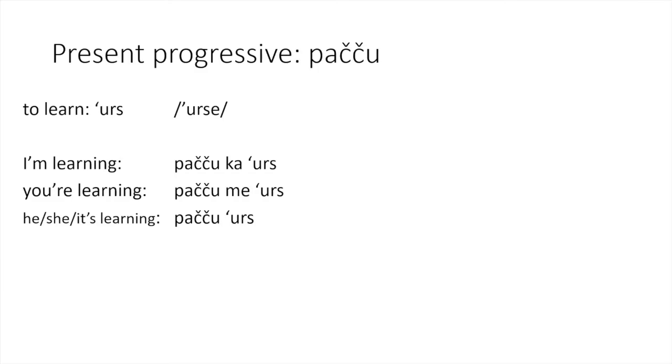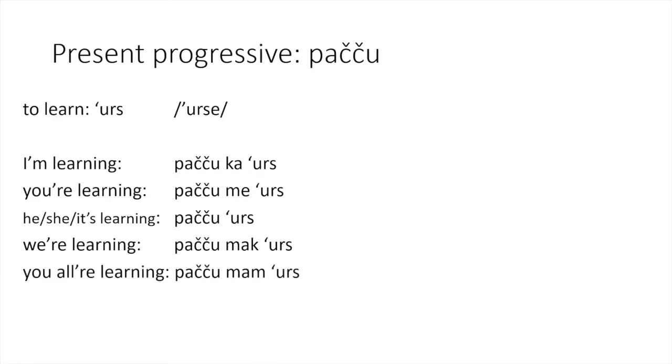We're learning. Pačču mak urus. You all are learning. Pačču mam urus. They're learning. Pačču uti urus. So you probably noticed that we did not put pačču wa urus. When you say pačču for he, she, it, you do not use any pronoun. It's just blank. So pačču, then the verb.